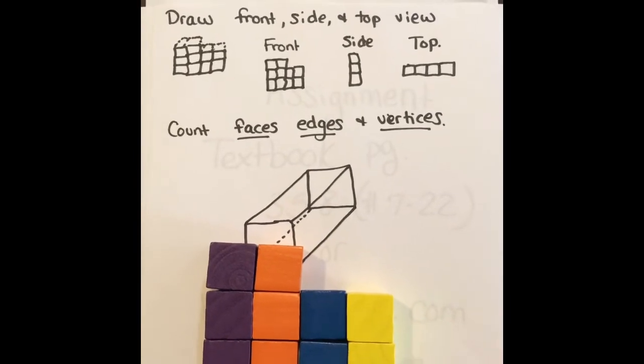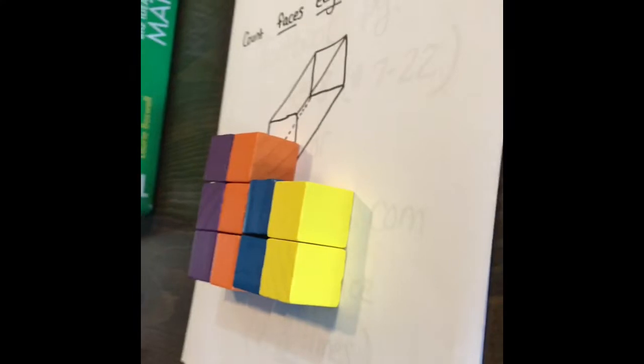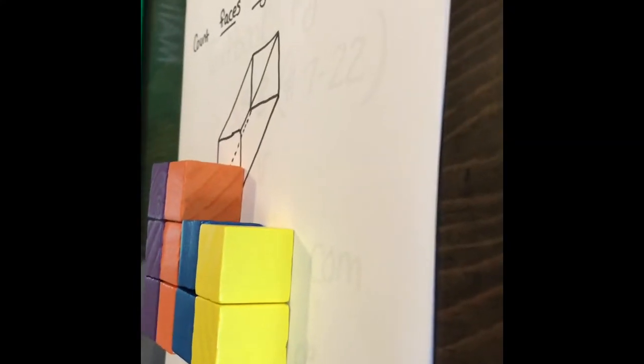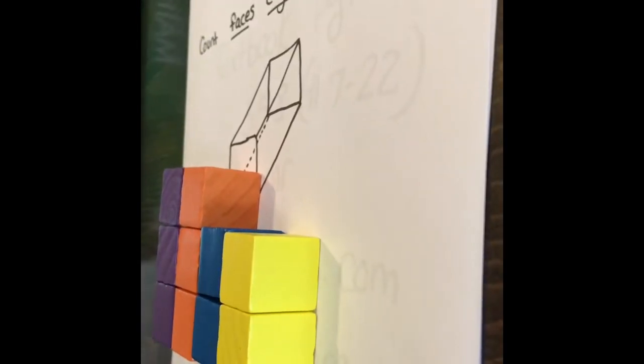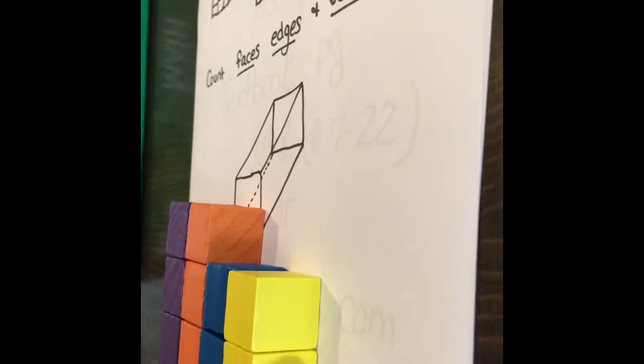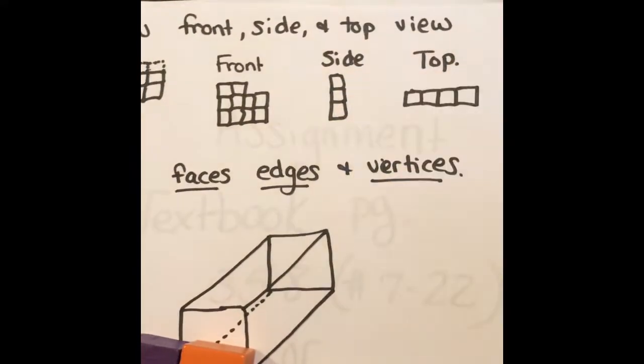If you looked at it from the side, that would be over here. So you're only going to see 3 blocks high. The yellow, yellow, yellow, and then the orange is what you would see. So that's why it looks like this, 1, 2, 3 high.